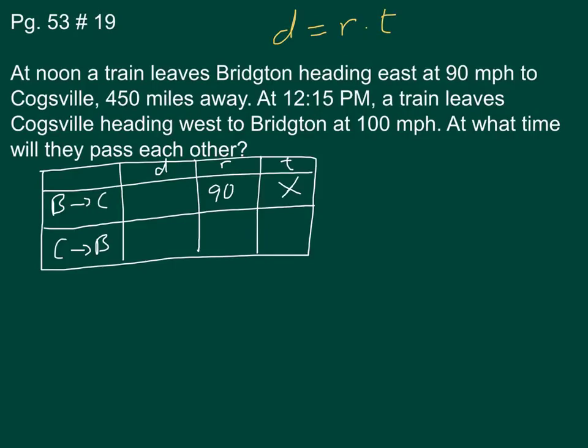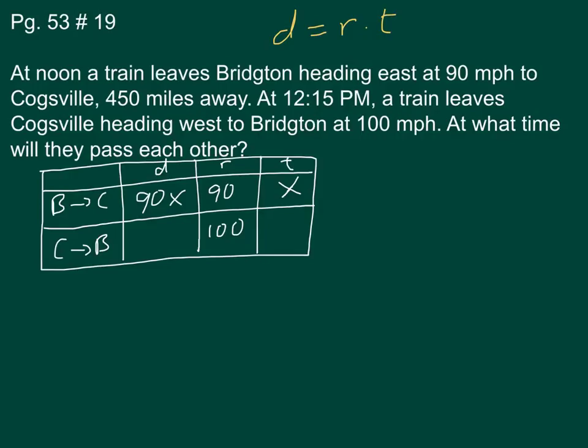And now, using the formula that I discussed earlier, d equals r times t, I can create an expression for this distance by multiplying the rate times the time and get 90x. So the train from Bridgeton to Cogsville is traveling 90x miles in x hours. Now I have the second train, which goes from Cogsville to Bridgeton. And that's going at 100 miles per hour, so 100 is its rate. And how long is that train traveling for?